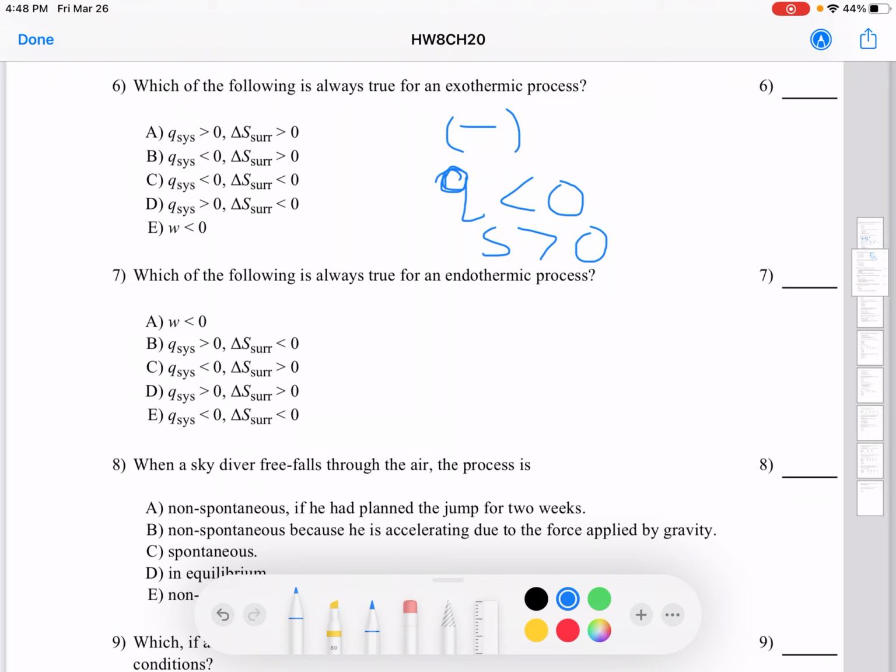Number 7, which of the following is always true for an endothermic process? For an endothermic process, the system absorbs heat, so the system would increase in heat and Q would be positive for the system. The surrounding is losing heat, meaning the surrounding becomes colder, so the temperature is lower now. As the temperature lowers, what happens to the surrounding entropy? Entropy becomes less than 0 for the surrounding.